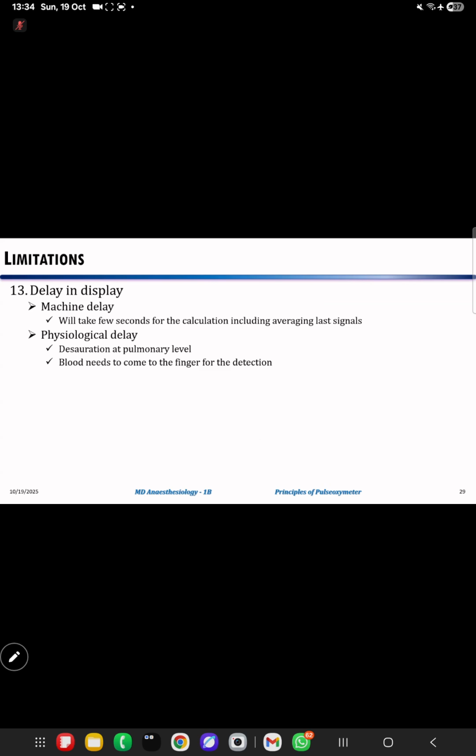And then there will be a delay in display. As I mentioned, it will take a few seconds to get the average value for the final reading. So it has a machine delay. And there's a physiological delay. That means the desaturation occurs at the pulmonary level, but the blood needs to come to the arm or any other site that we are measuring to show that detection. So there is a physiological delay. You need to think about that also when you are handling a desaturating patient.